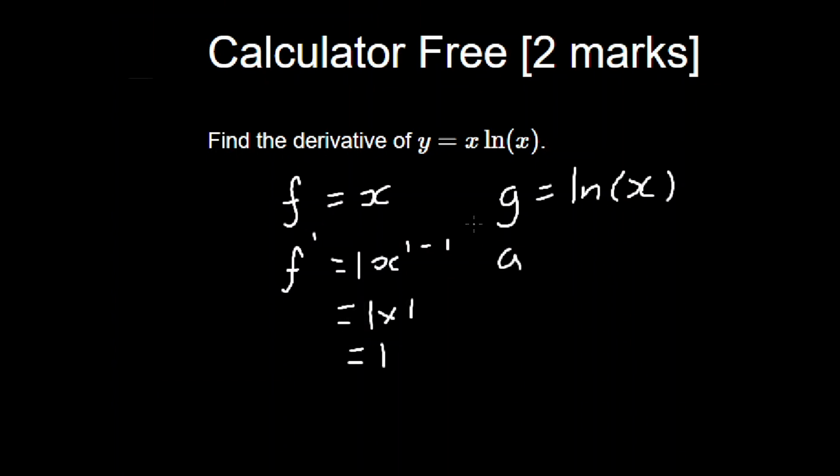All right. The next thing, g prime, is something you have to remember, and that is just going to be 1 divided by x. Now, if you had a 2 there, then that 2 would come out, but for now, it's just equal to 1 divided by x. If you look on your formula sheet, you'll see this thing called the product rule, okay?